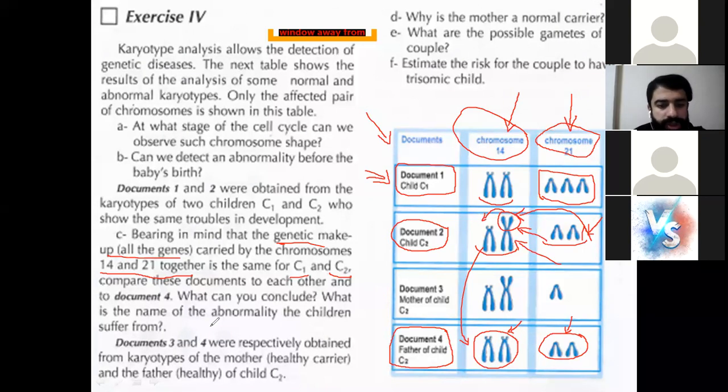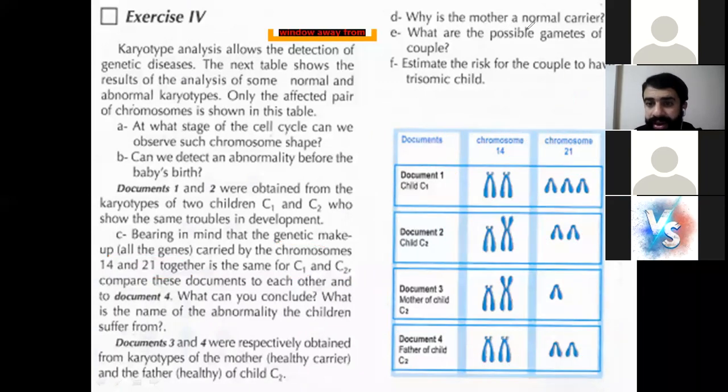Okay, moving now to what is the name of the abnormality the children suffer from? We said that this is a trisomy, as Hadil said, and this is the Robertsonian translocation. Documents 3 and 4 respectively were obtained from the karyotypes of the mother, they said it's a healthy carrier, and the father, which is healthy, of child C2. Can you tell me why they said a healthy carrier? This is the question of part D. Why is the mother a normal carrier? Why?